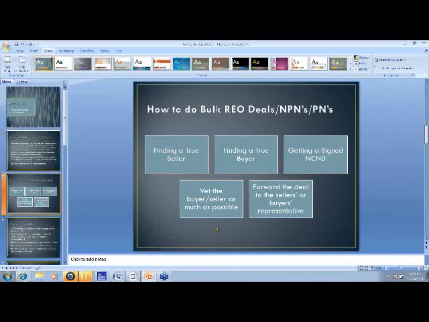Because you want to make sure that you're passing along real sources, and that's why the better your relationship with the person, the easier it is to know they're for real. Then you want to forward the deal to the seller's or buyer's representative. In this case, with this group, you forward those deals to me, and I'll move it forward from there.